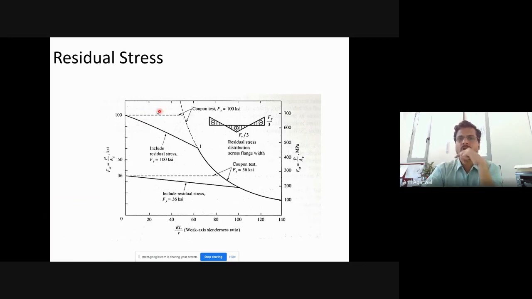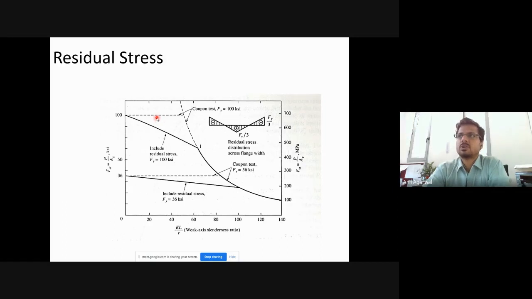So let's say stocky column is somewhere in this domain up to this range. KL by R of up to 40, you can say stocky columns are there. So for stocky columns also, you can see that there is a decline in the capacity of the column because of residual stresses. Now, idea was that stocky columns should only fail in yielding, and as long as yield capacity did not change, the stocky columns should not lose their strength.